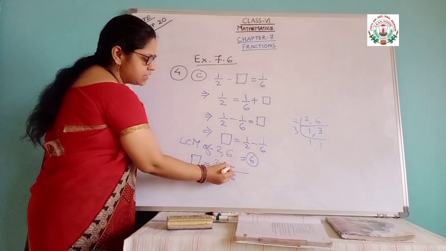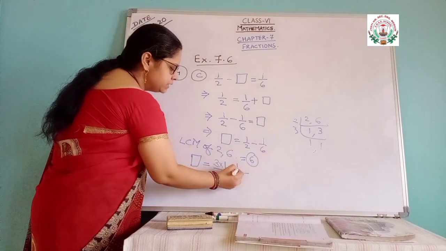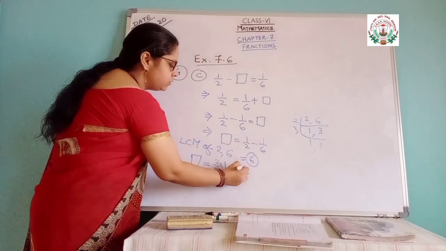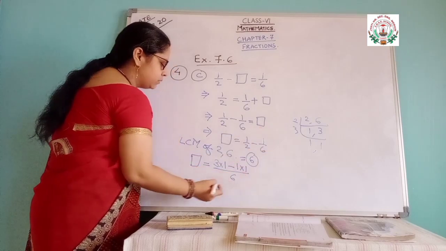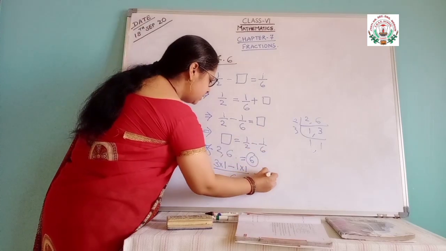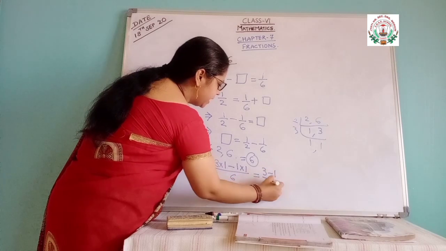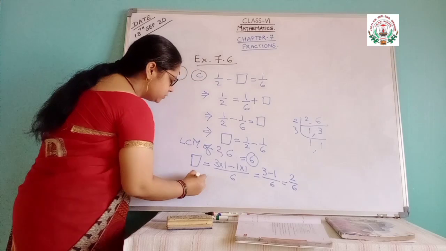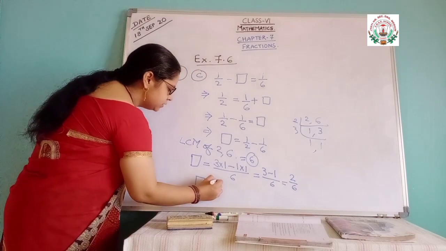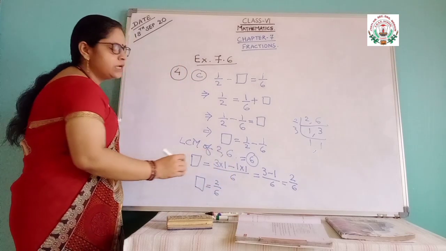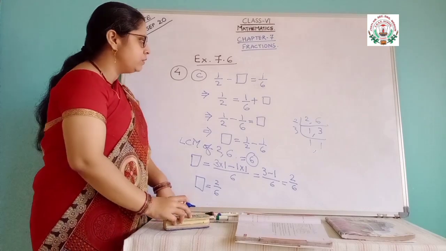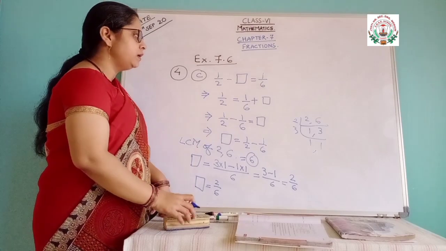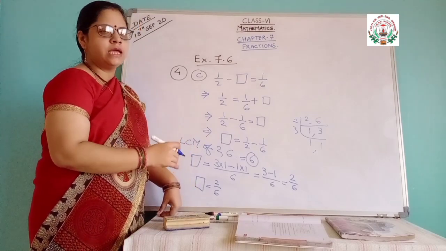Minus, that minus sign is in between. 6 1s are 6, 6 how many times 6? That is 6 1s are 6, into its numerator, that is 1 only. So 3 1s are 3, minus 1 into 1, 1 by 6. That is 3 minus 1, 2 by 6. So the value of this box is 2 by 6. You can also change it to the simplest form, but we are not doing it because it has the denominator 6. It will be easy for checking the value again.